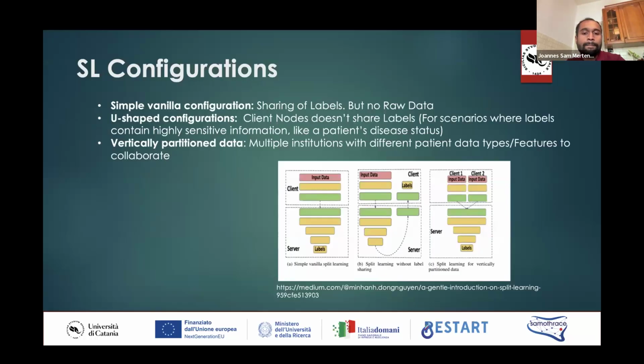One is the vanilla configuration, which you see in the first figure. Here there is actually sharing of labels. When I say labels, take a classification task: there is input data, and whether the disease is present or not is the label in a classification task. But in the vanilla configuration, you actually share the labels with the server.